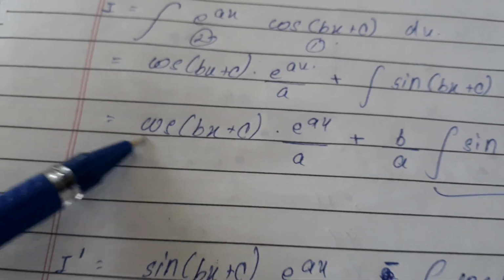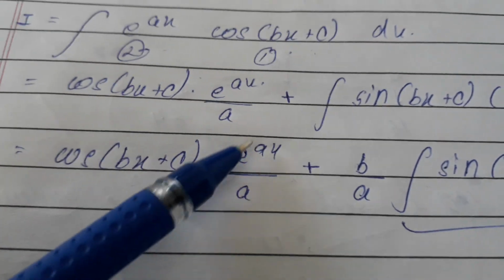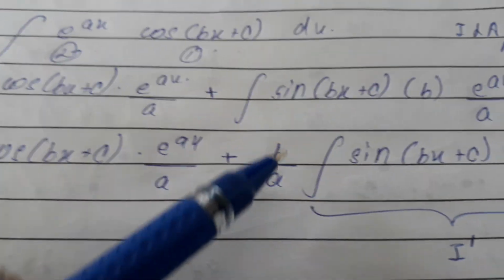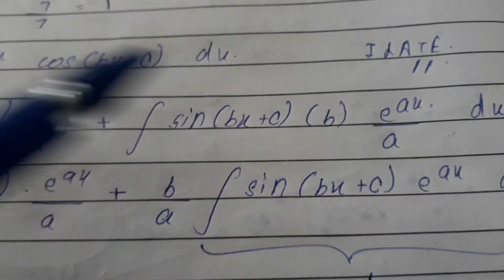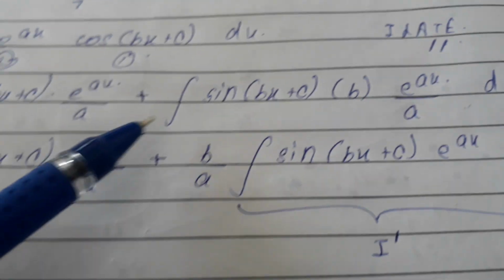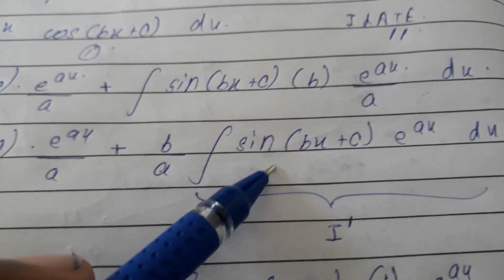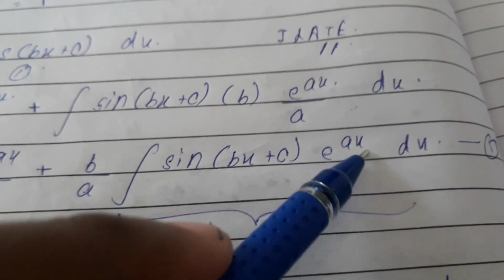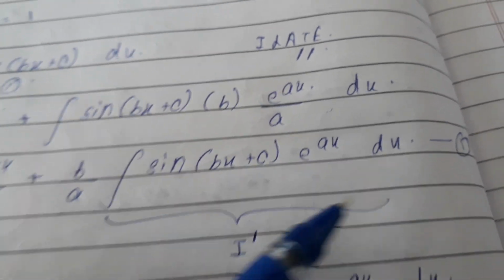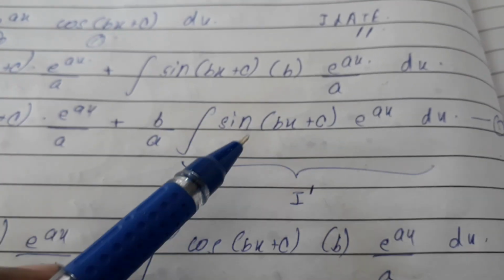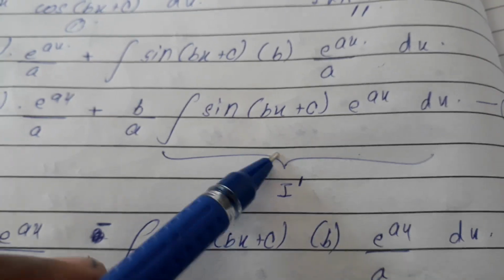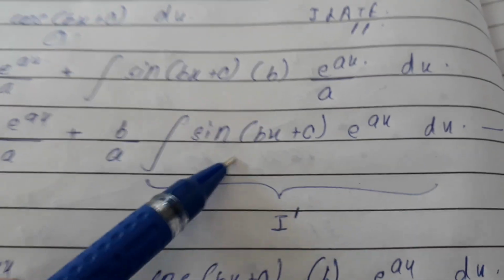In the second part, we have cos(bx + c) into e to the power ax divided by a, plus b by a, since b and a are constants, so we can simply transfer them outside of the integration. It becomes b by a times the integration of sine(bx + c) e to the power ax dx. We can assume this whole integral as I dash, and this integration is also in a complex form, so again we integrate it with the help of integration by parts.